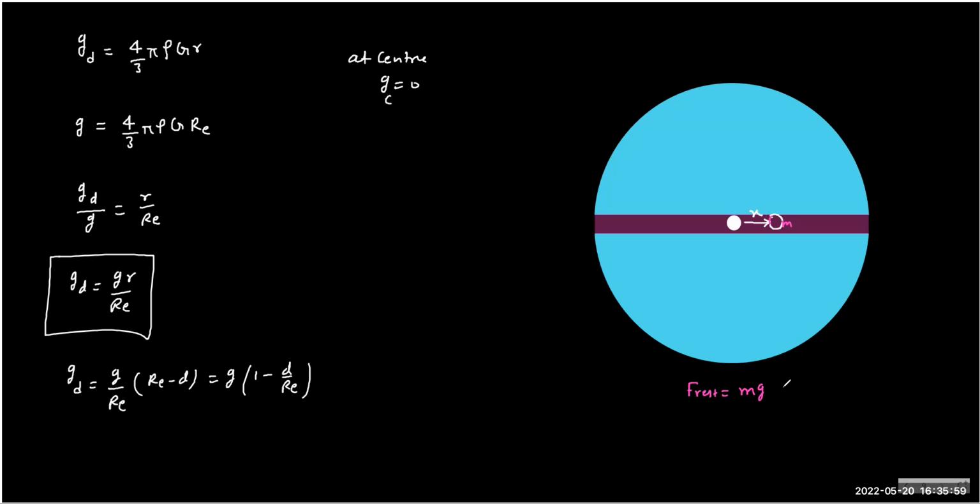Sir, are you able to hear me? Yes. So the restoring force is m into g, but the g of that location is how much? m into minus g x by R_E. Yeah, so it's g x by R, correct? Yes, sir.